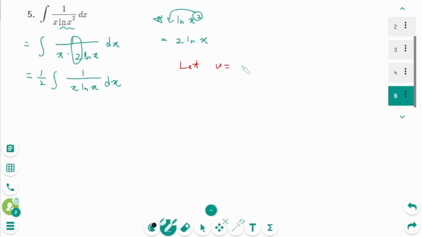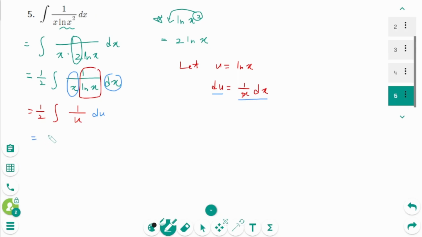Let u equal ln x, then du equals 1 over x dx. Equals 1 over 2 integral of this part 1 over u, and 1 over x dx is du. Equals 1 over 2 ln absolute value of u plus c. The final answer is 1 over 2 ln, the absolute value of ln x plus c.